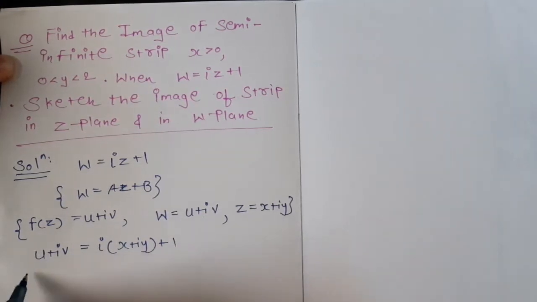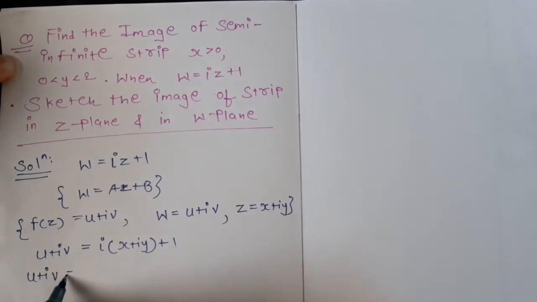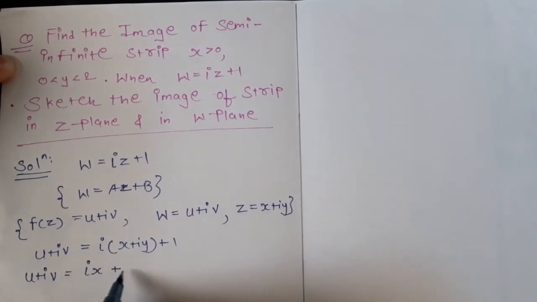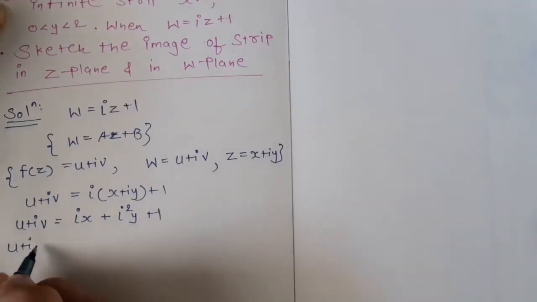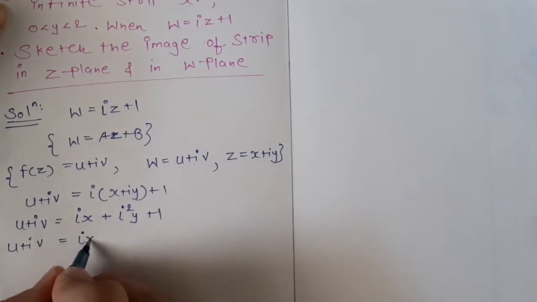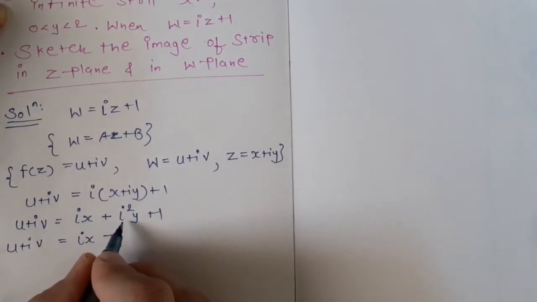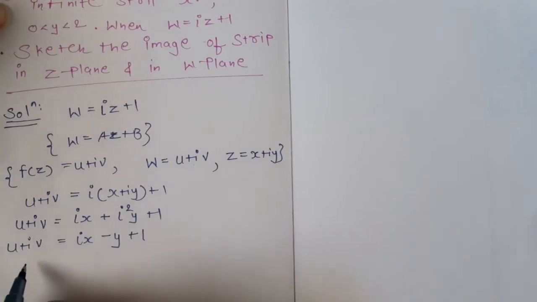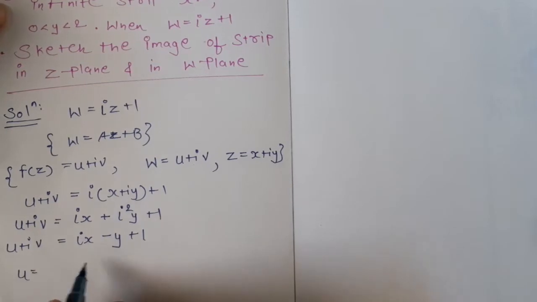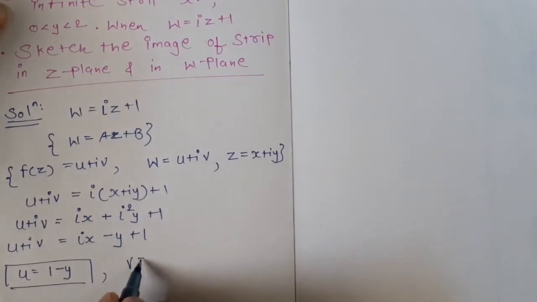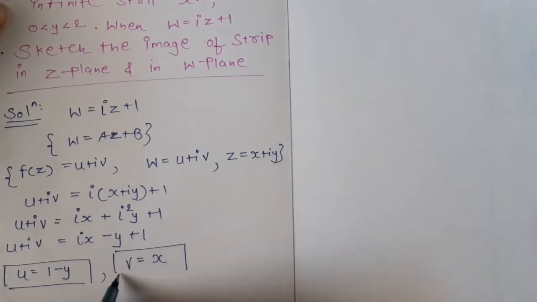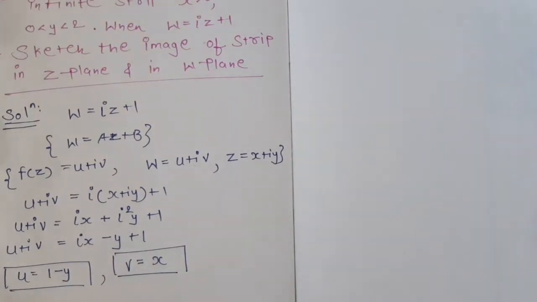Now we will open this bracket. So u plus iv equals ix plus i square into y plus 1. Now u plus iv equals i into x minus y, since i square is minus 1, so minus y plus 1. Now we will separate the real and imaginary parts. So u equals 1 minus y and v equals x. I hope you understood these two equations.